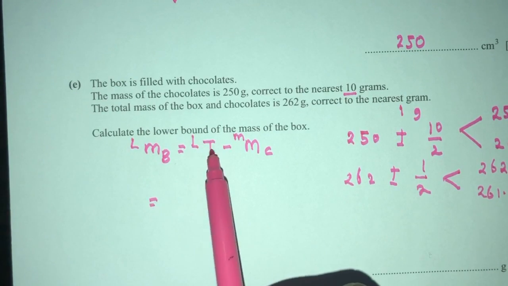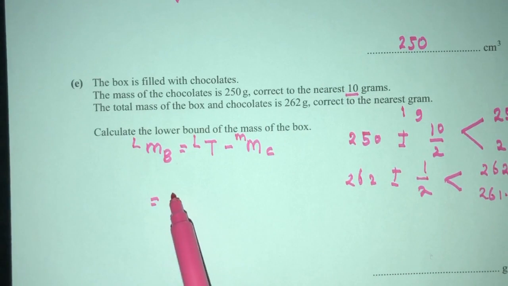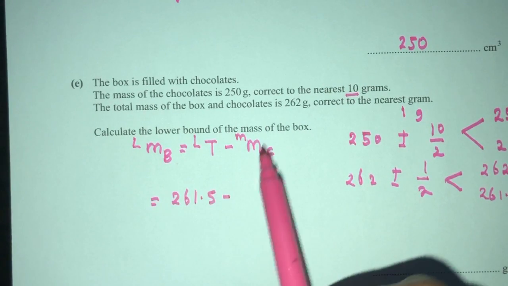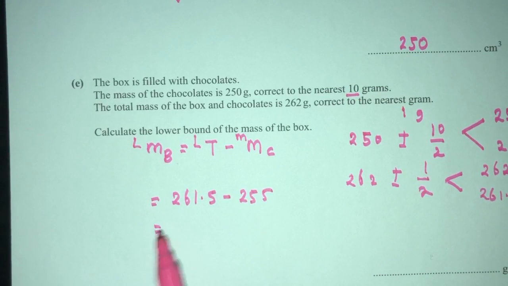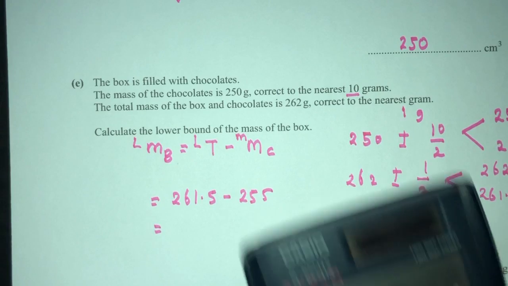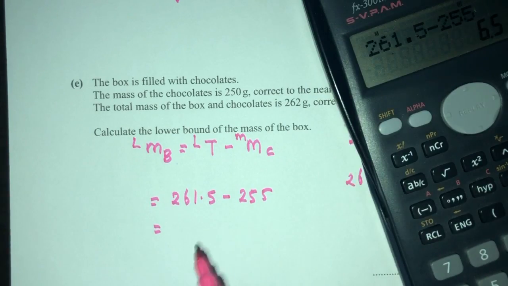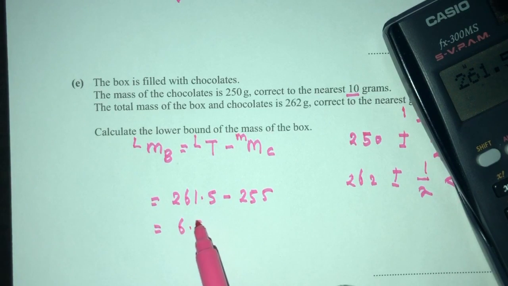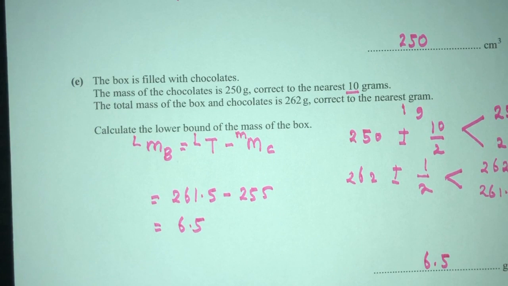So let's find the lower bound. The total mass is this one, so the lower bound will be 261.5 minus the maximum of this one, which is 255. So let's see, what do we have? That will be 6.5. Okay, so 6.5 will be the lower bound of the mass of the box. That will be question number 9.